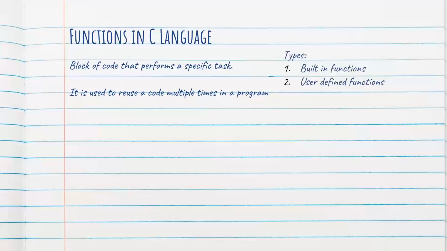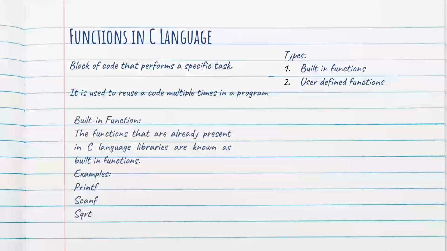Functions are of two types. The first type is built-in functions that we have discussed so far, like printf and scanf functions, and user-defined functions is the second type that we'll be discussing in the upcoming videos. The built-in functions are already present in the C language libraries. We have discussed libraries as well.